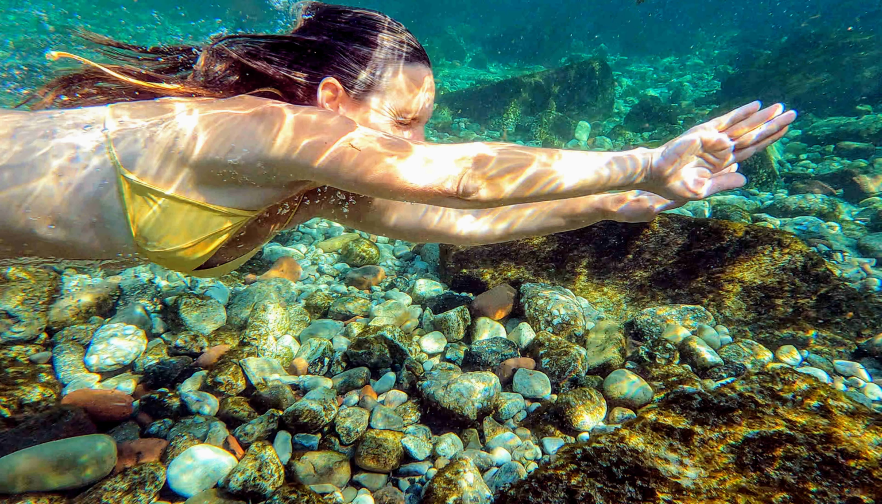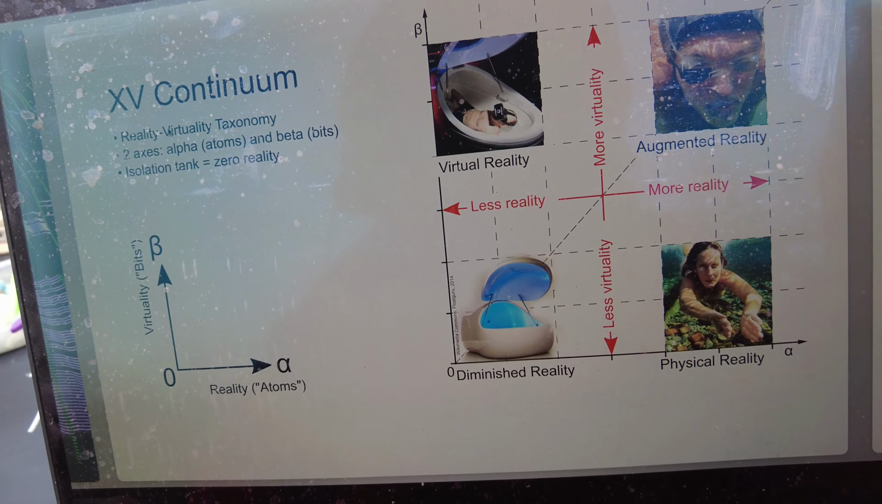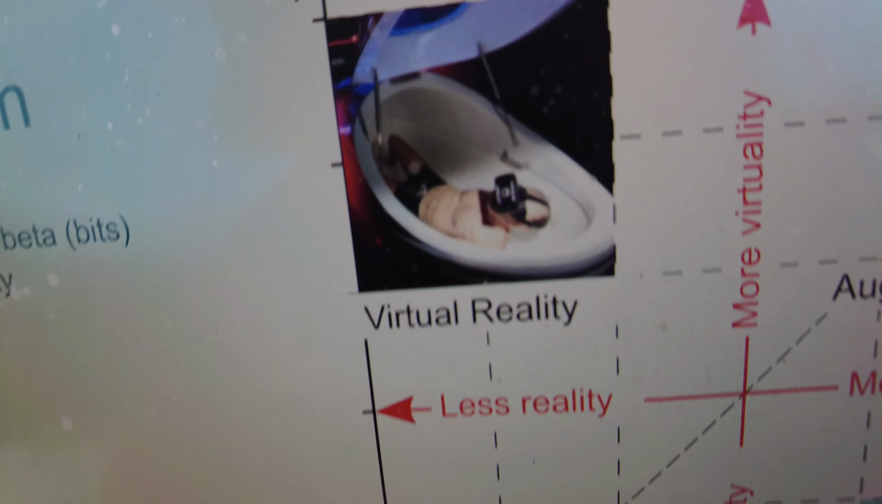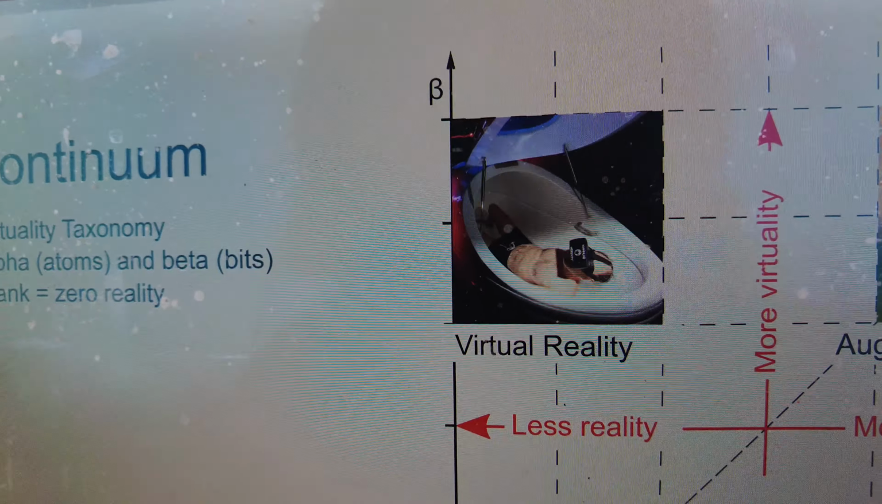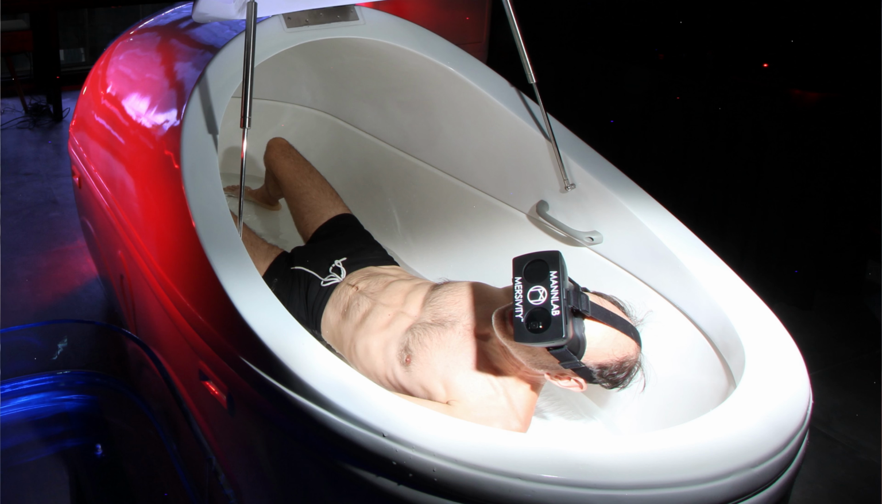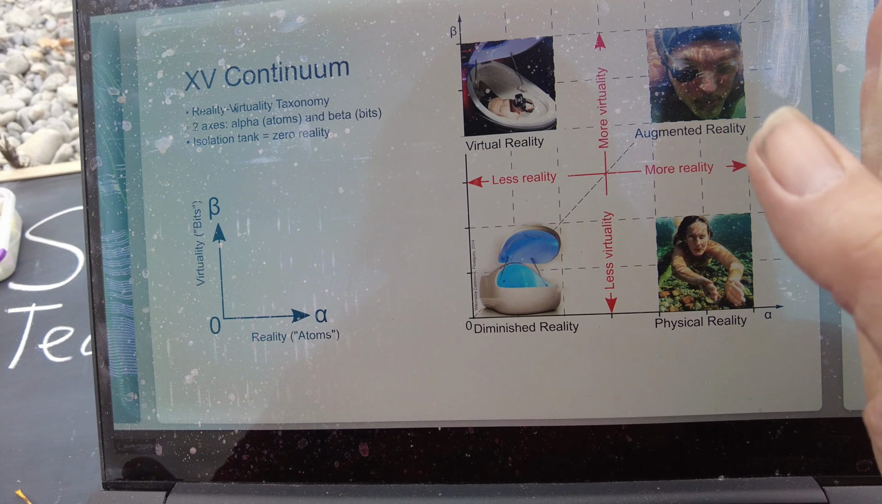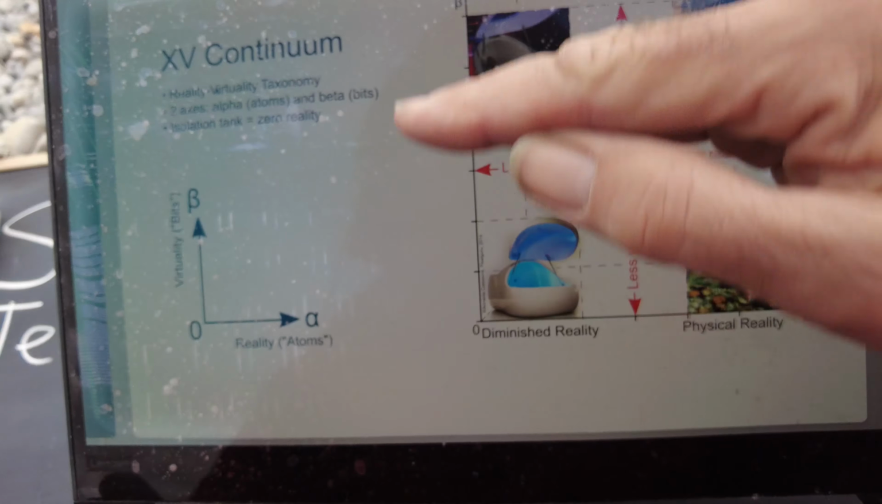Fully immersive reality. And then on this axis, we're in the float tank with a VR headset. So this is a VR float tank. The whole idea of being in a sensory deprivation tank with virtual reality puts you up on this axis, on the bits axis. No input from the real world and strictly virtual.